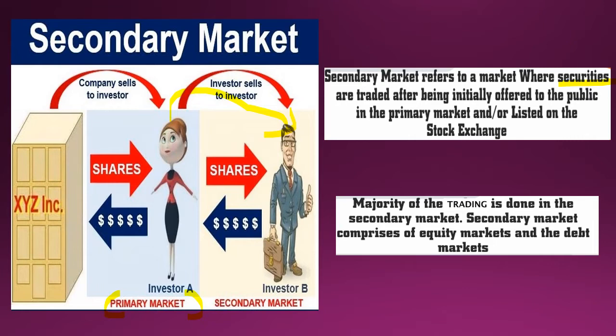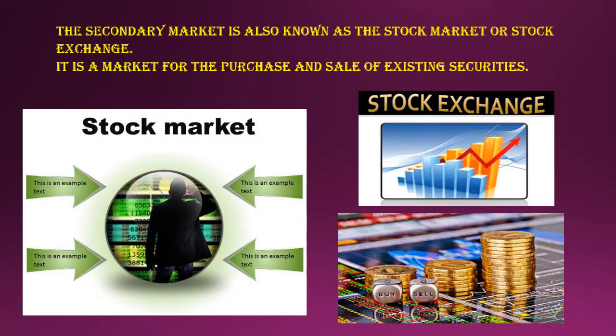The majority of the trading is done through the secondary market, and the secondary market comprises equity shares and preference shares. Okay, we are talking about shares being bought and sold here. So the secondary market is also known as the stock market, which is very important for you to understand. Otherwise, some of you would be wondering what is the stock market, what is the secondary market. You need to understand the secondary market is also known as the stock market or stock exchange. All these terminologies are one and the same.